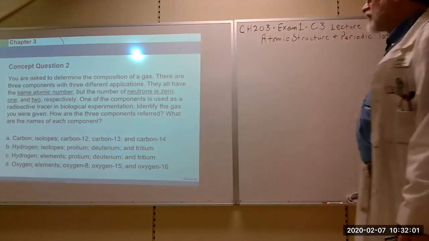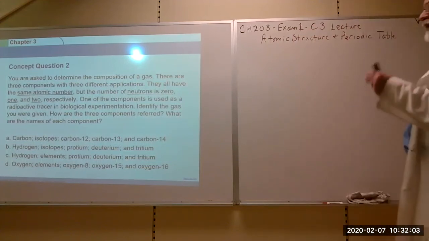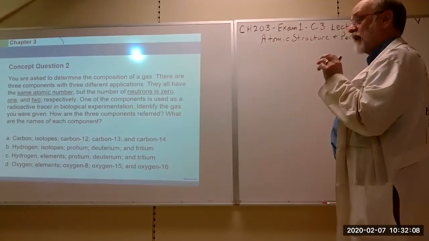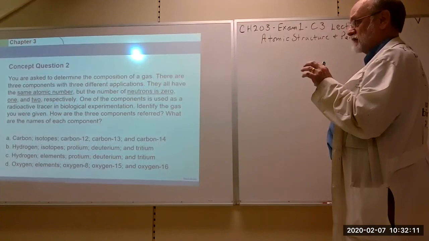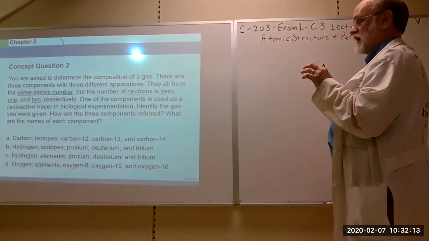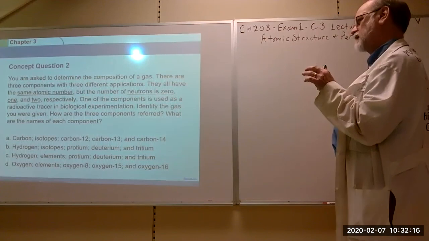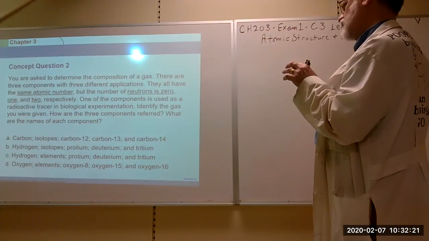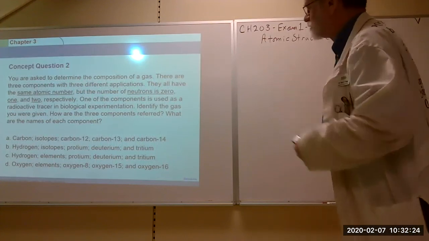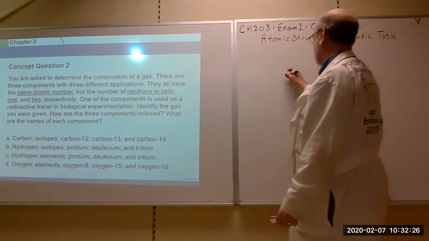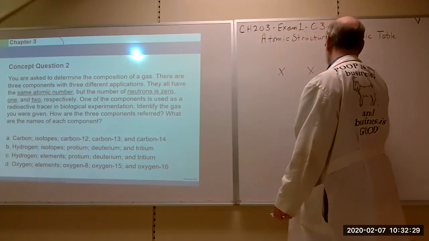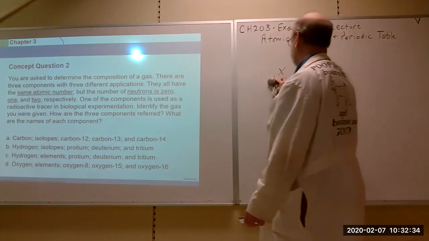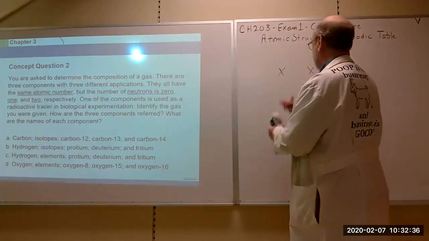Okay. You're asked to determine the composition of a gas. There are 3 components with 3 different applications. They all have the same atomic number, but the number of neutrons is 0, 1, and 2. Oh, okay. They have the same atomic number, this one, this one, this one. Well, actually, we don't know that. The Z's are the same.